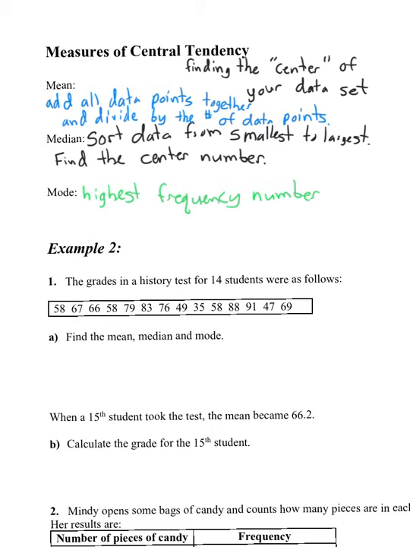I feel bad for that person. See, the trick is when you're taking a history test and you don't know anything, don't sit next to the guy that got a 58. You got to copy off somebody else, guys. Come on. Be smarter than that. Now, these are bad history test scores.